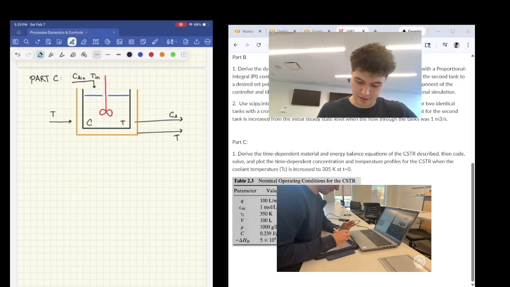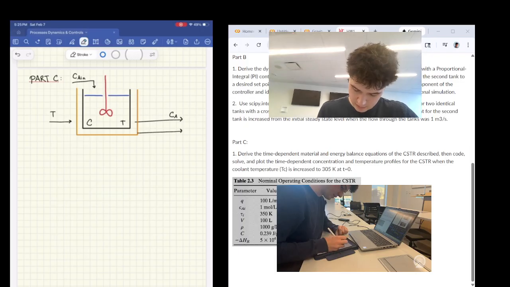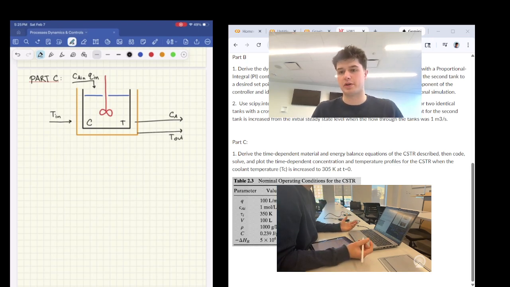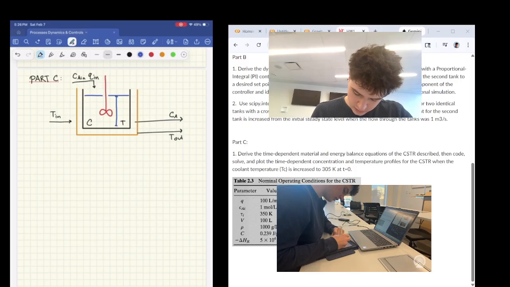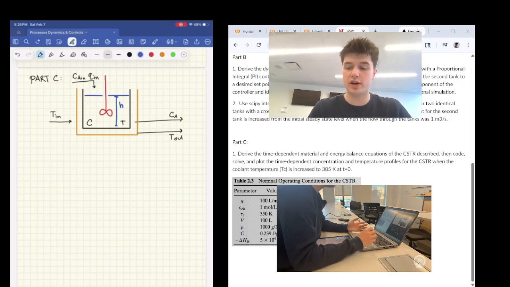So I made a couple mistakes here. I'm going to fix them really quick. This T was incorrect, this T is incorrect. So this is a flow, not temperature. There's a Q going in, and this temperature in, and then there is a temperature out, and this temperature is changing because it's exothermic. It is an exothermic reaction. And then also in here, the last important part is that this liquid inside has a height. So now that we have the diagram drawn, we can start to derive our equation.